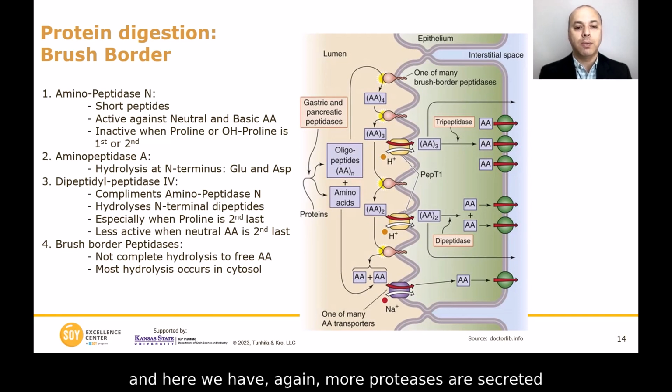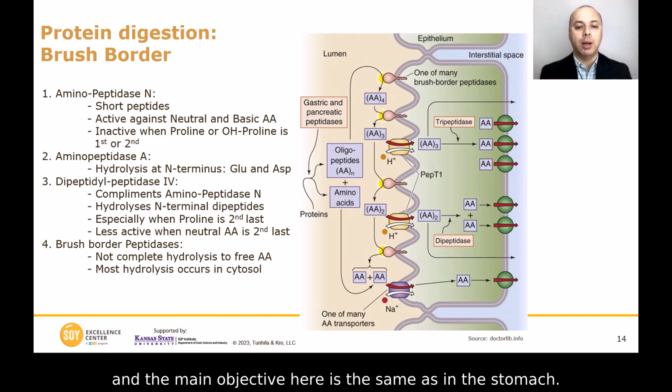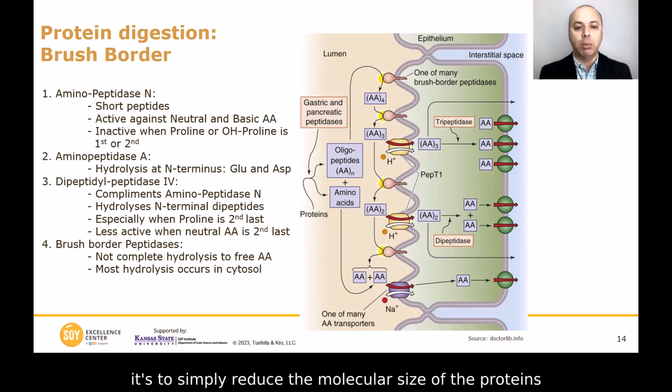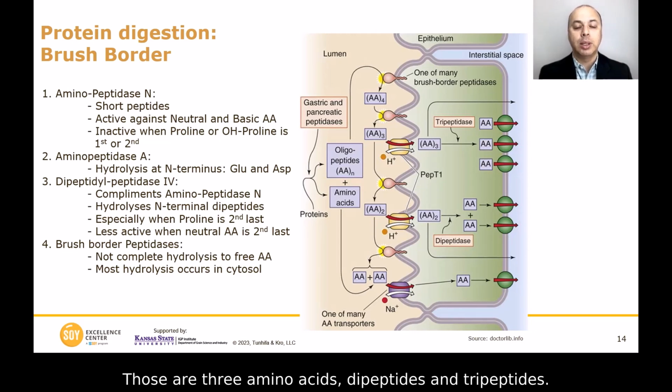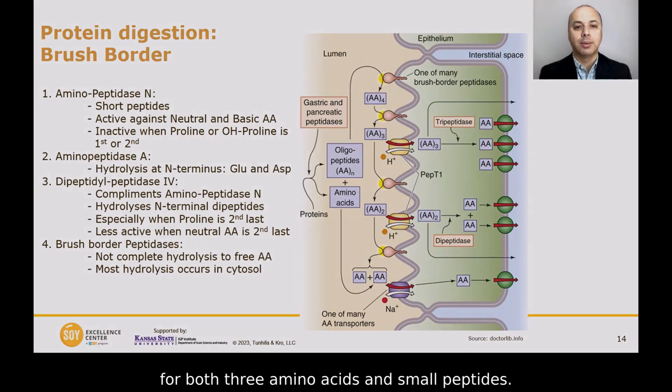And here, again, more proteases are secreted. The main objective here is the same as in the stomach and with the proteases from the exocrine pancreas: to simply reduce the molecular size of the proteins until we get them into the three main forms that are absorbable. Those are free amino acids, dipeptides, and tripeptides. And then there are different absorption mechanisms for both free amino acids and small peptides.